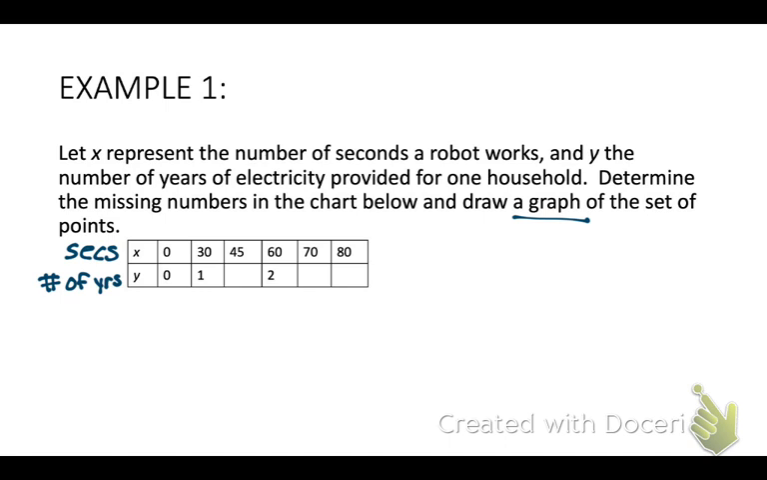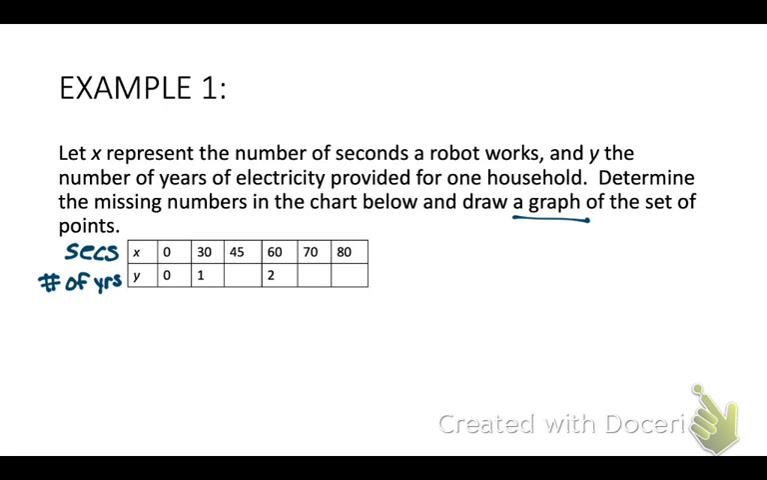How'd you get it? You just 45 is half of between 30 and 60. And that's assuming that this is a linear relationship. It doesn't really tell us that it is, but we're going to assume that it is. So Rowan said, oh, I see that from 30 to 60 is 1 to 2. 45 is directly in between, so it has to be half of that.